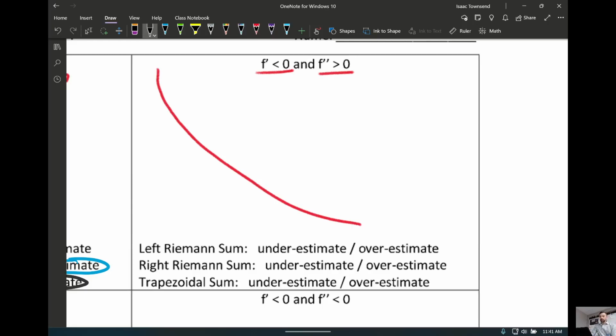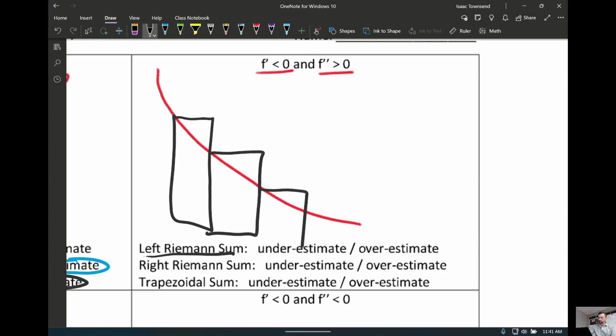Okay, let's do one more together, and then I'll have you try the last one to see if you can get it right before we discuss it. So, left Riemann sum: from the left, draw to the right, left, draw to the right, left, draw to the right. Too much area every single time. The left Riemann sum would be an overestimate.